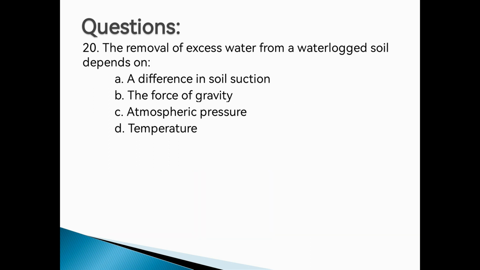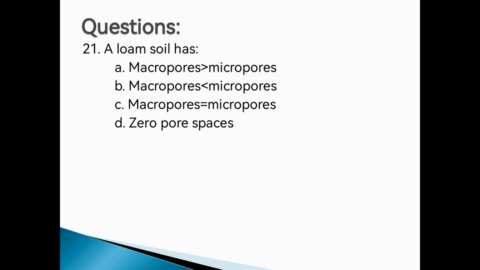Question number 20. The removal of excess water from a waterlogged soil depends on: A. A difference in soil suction. B. The force of gravity. C. Atmospheric pressure. D. Temperature. The correct answer is B. The force of gravity.